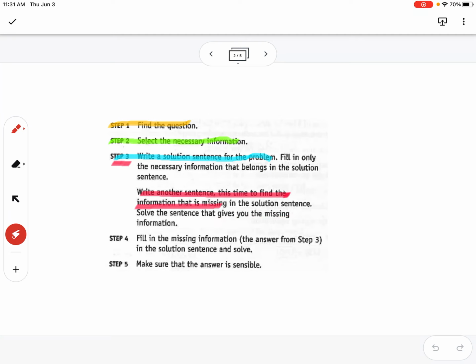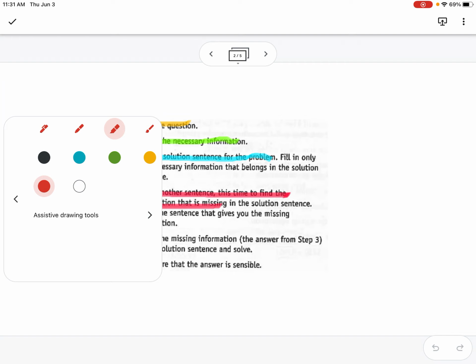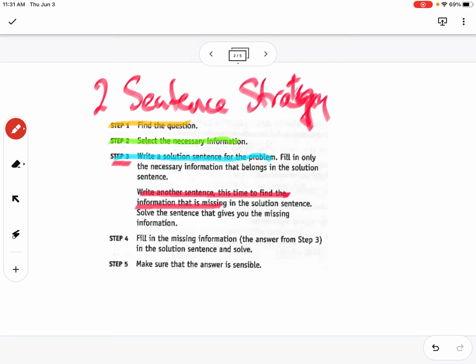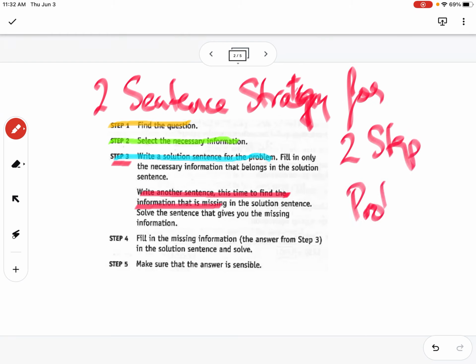So we're going to look at some examples for this, but really let's call this the 2-sentence strategy for solving multi-step, or 2-step for now, word problems. The 2-sentence strategy for solving 2-step problems. So I'll just write that up here. This is the 2-sentence strategy for 2-step problems.